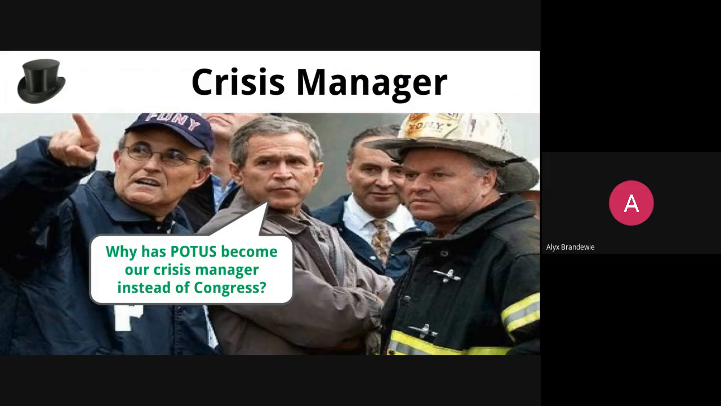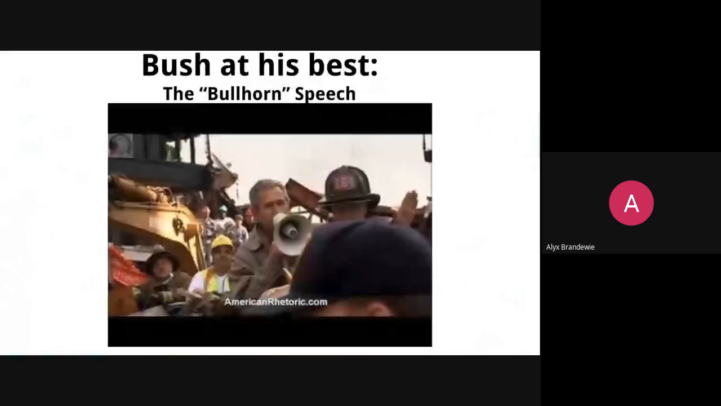In this case, that would be Chuck Grassley. Like, who is the person? Who's the voice that we are listening to? Who is the hand on the wheel, so to speak? So for all of those reasons, the president has really adopted this role as crisis manager.